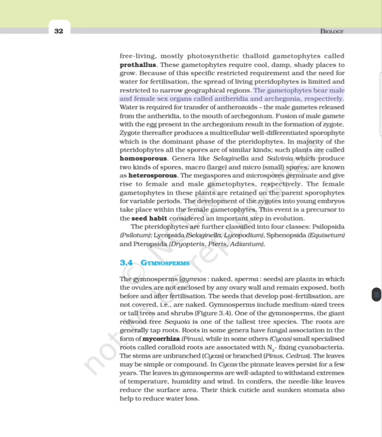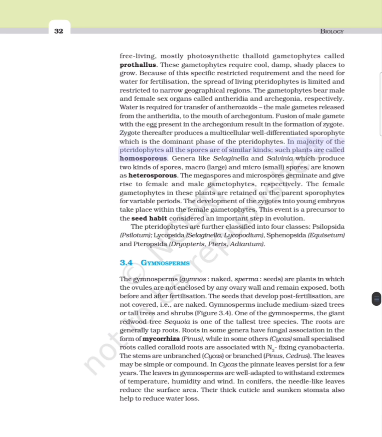The gametophytes bear male and female sex organs called antheridia and archegonia, respectively. Water is required for transfer of antherozoids, the male gametes released from the antheridia, to the mouth of the archegonium. Fusion of the male gamete with the egg present in the archegonium results in the formation of the zygote. The zygote thereafter produces a multicellular well-differentiated sporophyte, which is the dominant phase of the pteridophytes.